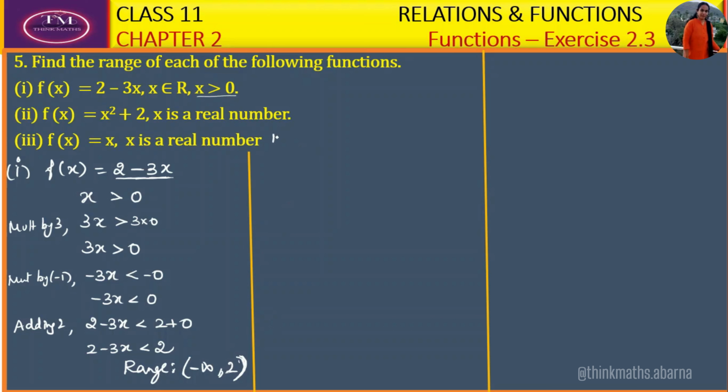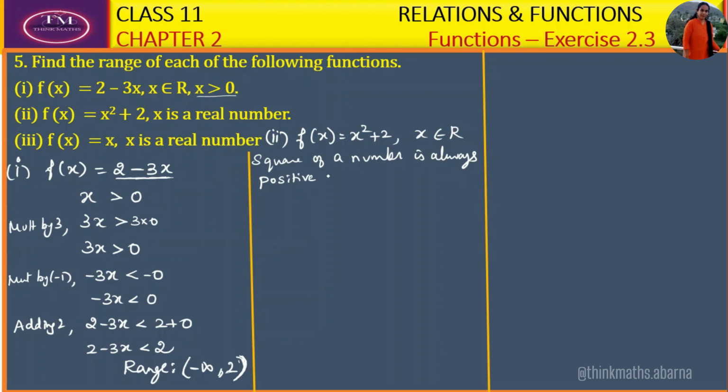Now second part. What is the second part? F of x equal to x square plus 2. Here x is a real number. Okay, they didn't give you any condition. Now we can frame a condition because this is square. This square is always positive. So square of a number is always positive or it can take 0. So if x is 0, x square will also be 0. So it takes positive value or 0.